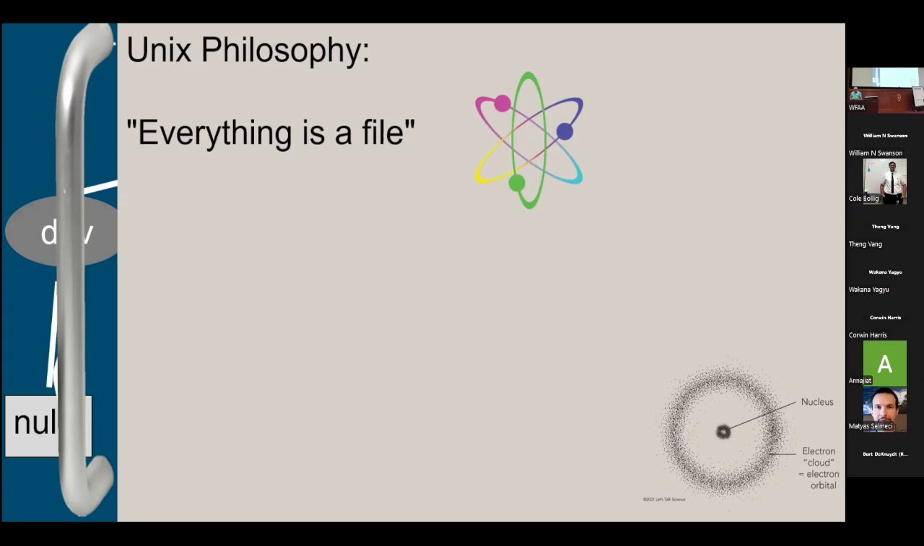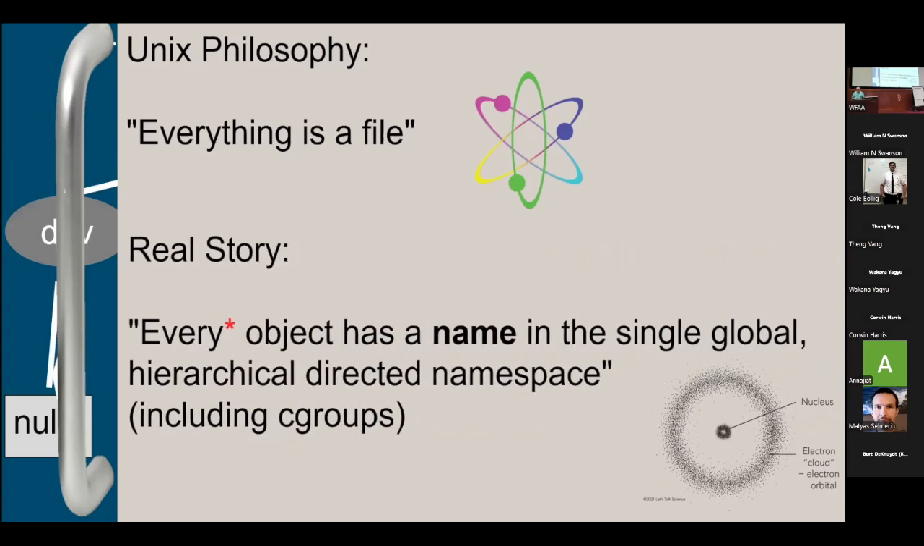We might say a better story is that every object in Unix has a name, and this name exists in a single global hierarchical namespace. It's not an acyclic namespace, it's directed, because we have symbolic links, and cgroups are in here. Does this make sense to everyone? That's kind of a mouthful. Okay, good.